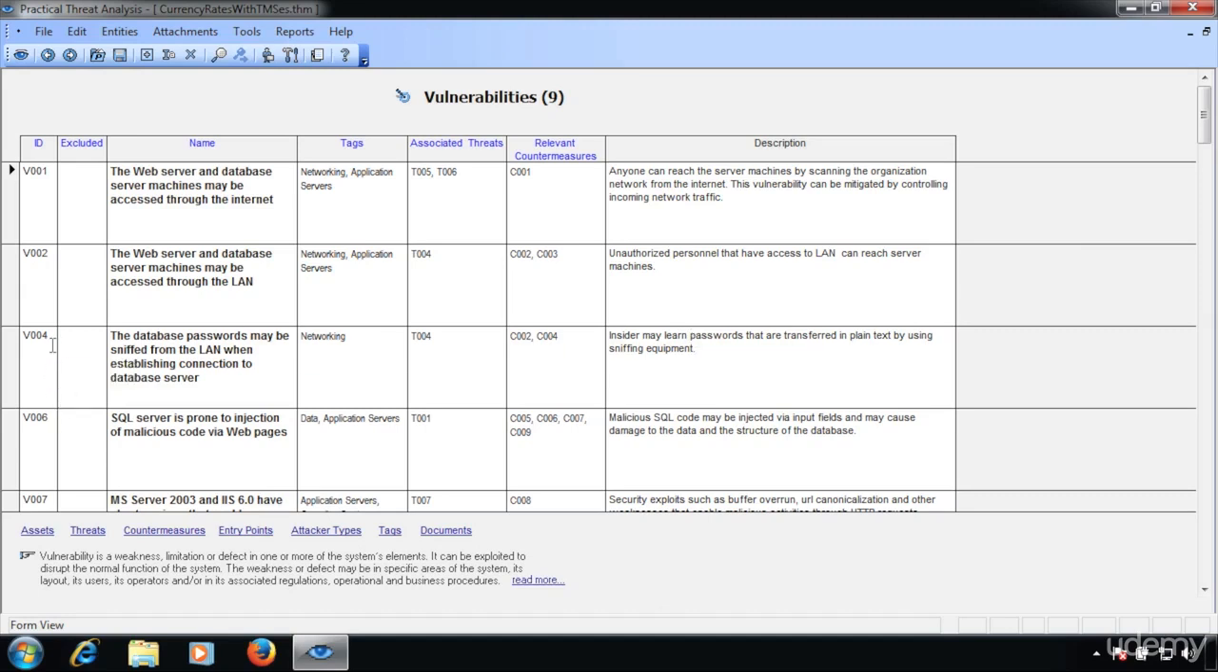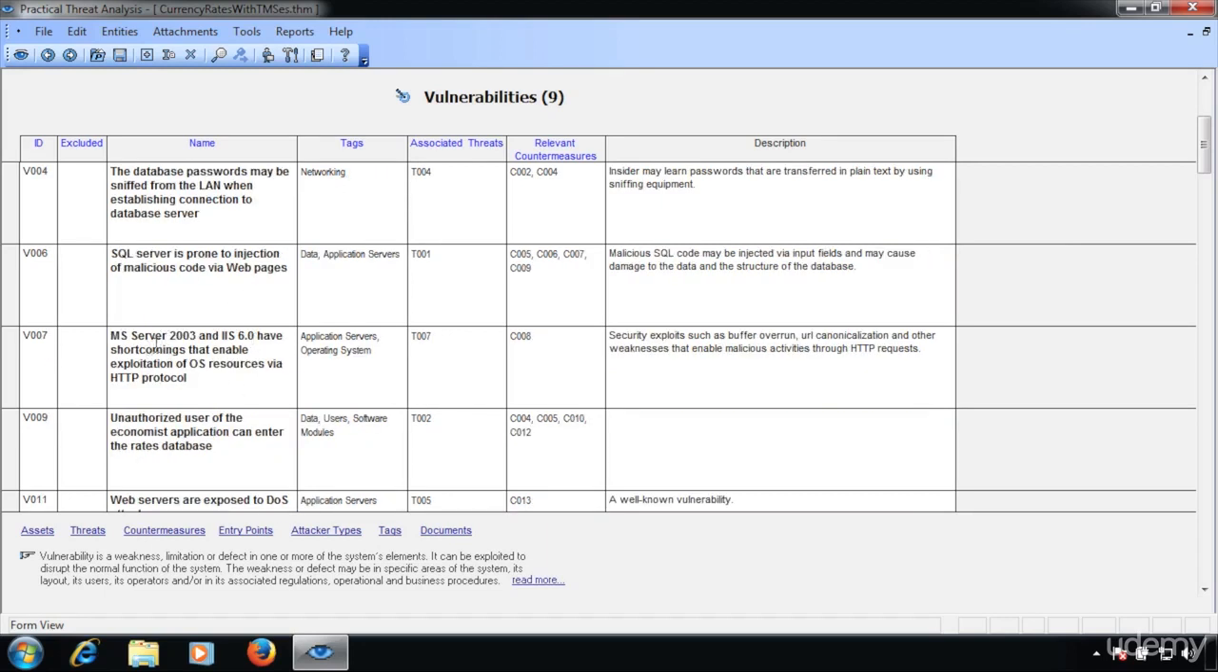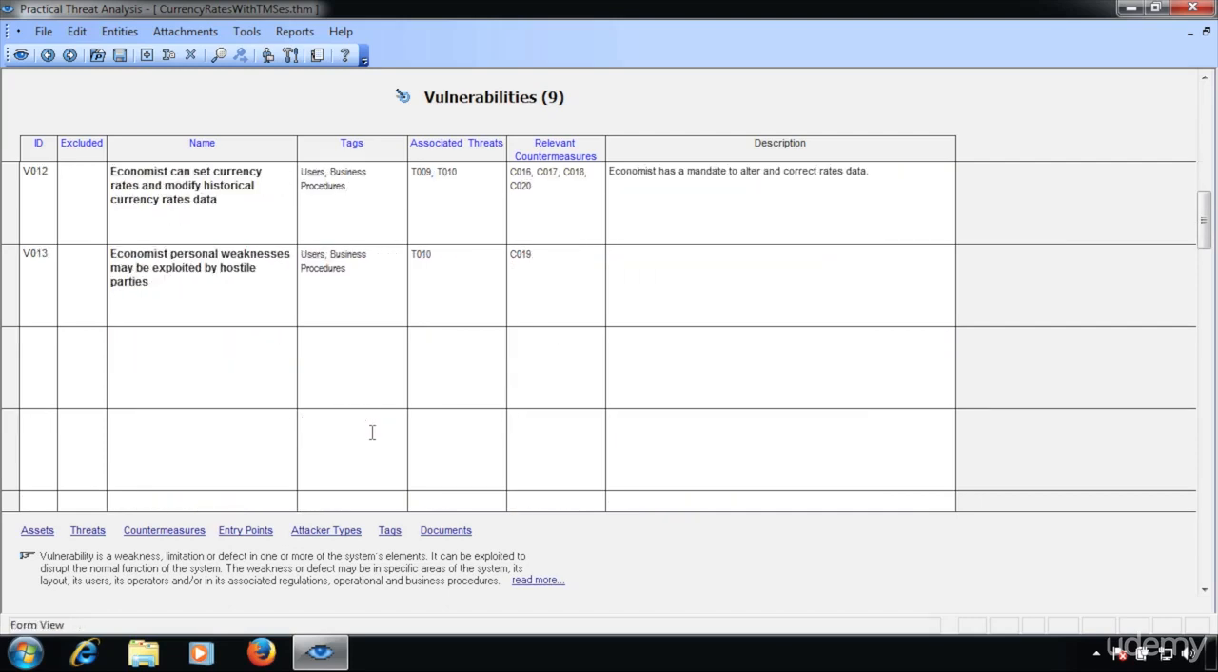What are we protecting? Vulnerability 4 and database passwords might be sniffed, so mitigation here is to use encrypted networking, encrypted databases, and so on. So an insider might learn passwords that are transferred in plain text. SQL vulnerabilities in MS Server 2003 and IIS 6 have shortcomings that enable exploitations of the operating system via HTTP protocols. Now, mitigation would be something like updating to a newer version or stopping some services that are allowing this vulnerability, and so on. So, looks like we have a total of 13 vulnerabilities.